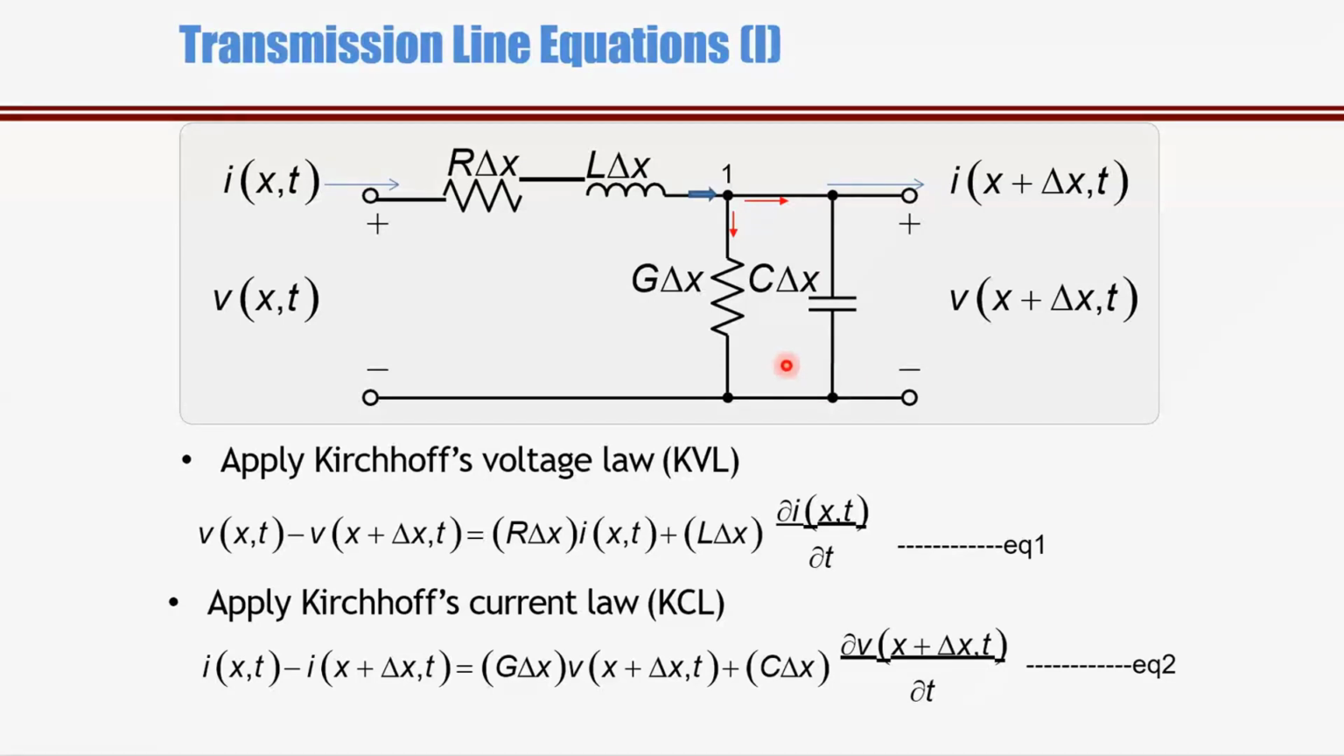C dou V by dou t. Current through a capacitance is given by C into dou V by dou t. So C into delta x is a capacitance, right? And dou V by dou t, but voltage is this side voltage, so it is dou V of x plus delta x comma t divided by dou t, right? So we'll call this equation number 2.